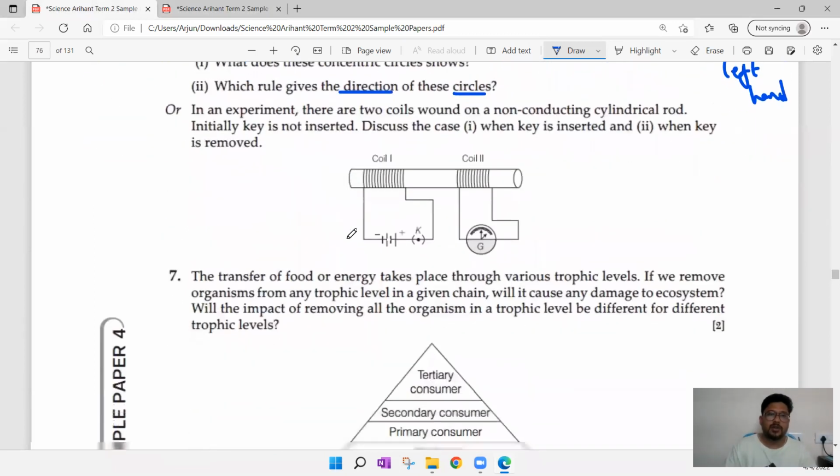And we have an internal choice question. In an experiment, there are 2 coils, coil 1 and coil 2, wound on a non-conducting cylindrical rod. Fine. Initially, the key is not inserted. So here in this key socket, the key is not inserted, it seems.